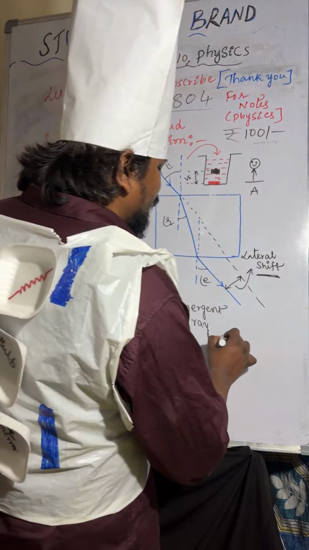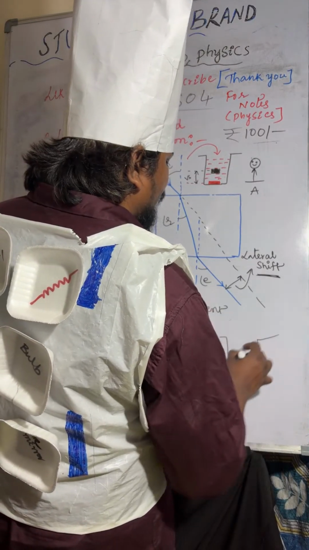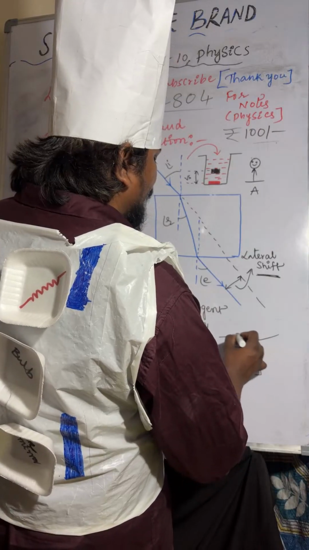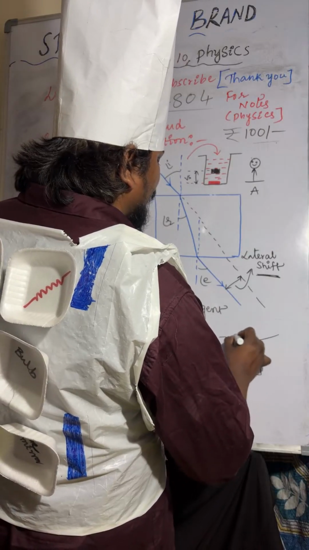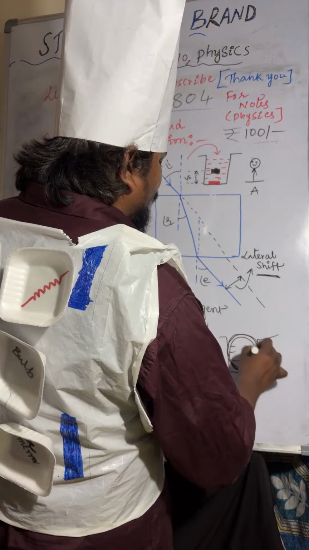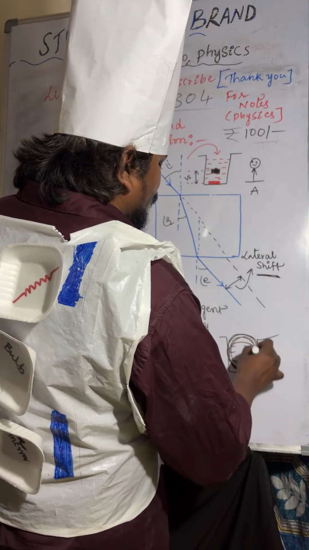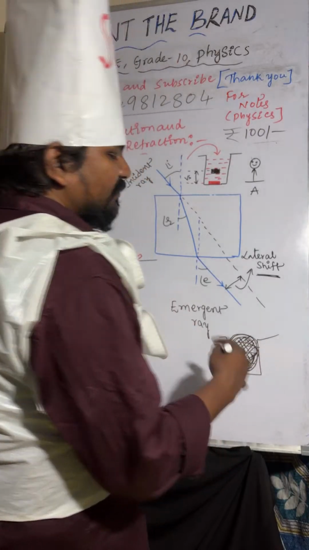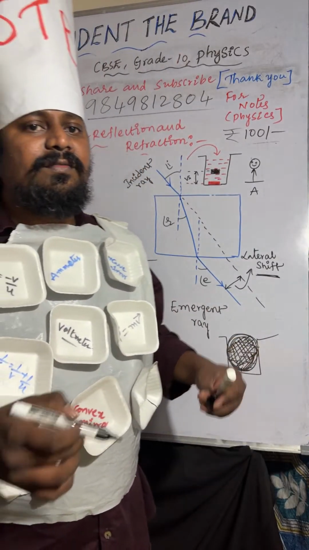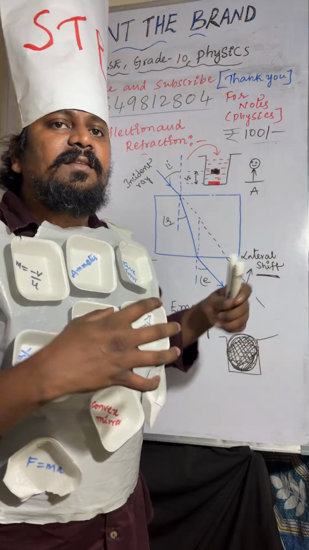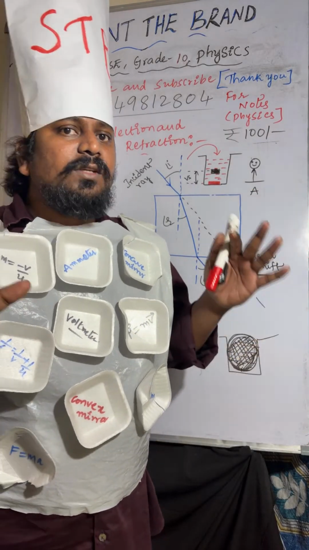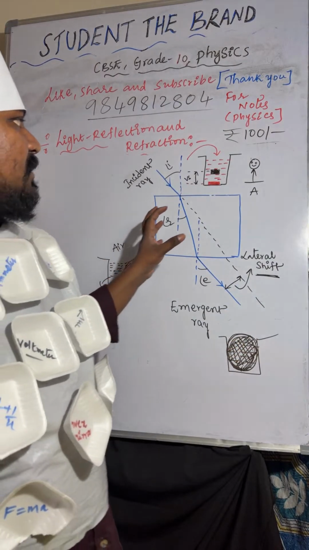And one more thing, if you place a beaker with water inside and put a lemon in it, I am placing the lemon. It appears bigger. Due to refraction of light, the lemon placed inside the beaker appears bigger. So these are the examples for refraction of light.